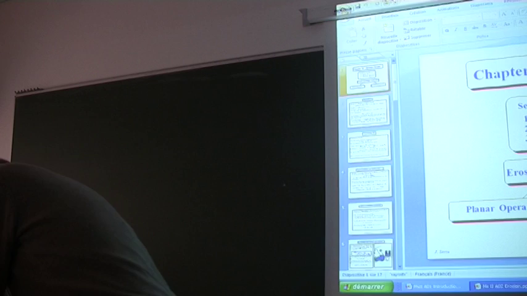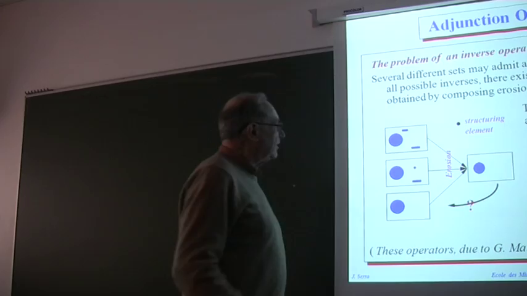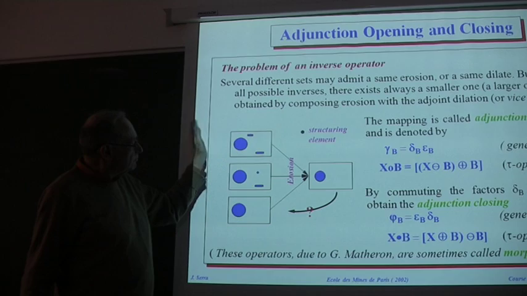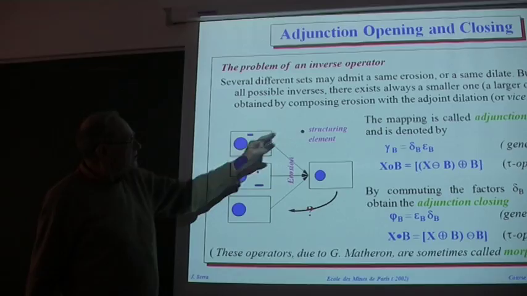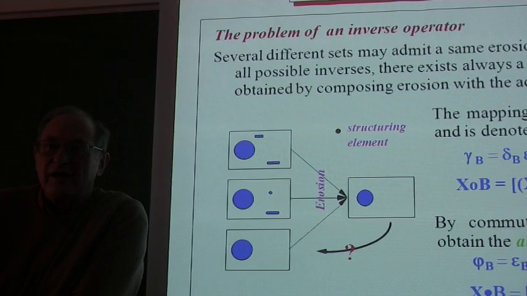That is a direct consequence of what we have seen. When you make an opening, you start from that, and you erode. That is the structuring element. The structuring element cannot enter here, so it disappears. It cannot enter here, it disappears also. But it can enter into the big disk, and since they are both disks, you have a smaller disk. And you ask yourself the question: if I start from another figure, may I find the same result?